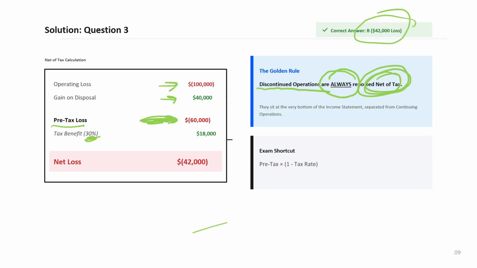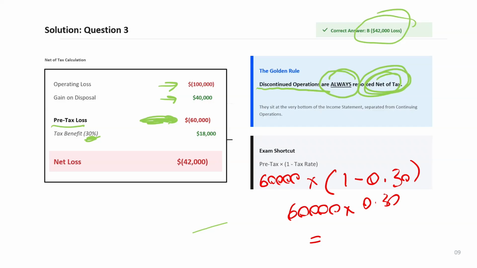In the exam, you do not need to go through all of this complicated work. There's a shortcut here. So the pre-tax amount, which we already calculated, 60,000 times 1 minus the tax rate, which is 1 minus 0.30. So 60,000 times 0.30, I'm sorry, not 0.30, 0.70. It's kind of hard to think and type at the same time. 60 times 0.70 would give us the same value, which is $42,000.